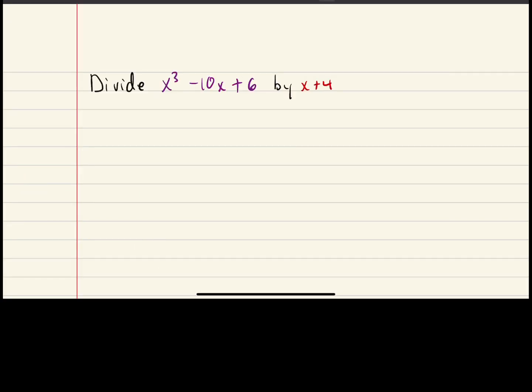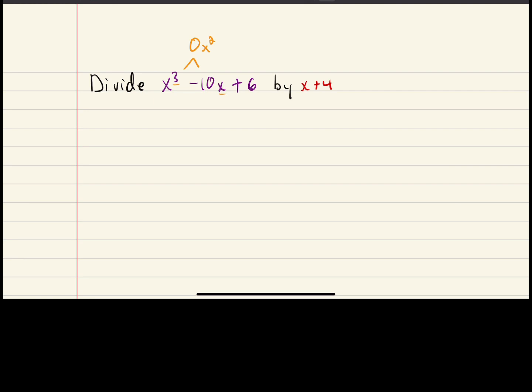Okay, now this one's a little bit different because we appear to be missing a term. So it says divide x cubed minus 10x plus 6 by x plus 4. And we see that it goes from x cubed all the way down to x. Now, when that happens, what you're going to do is insert a 0 as a coefficient for the x squared term, because we should have a set order from the highest degree to the lowest degree. So insert the 0x squared.